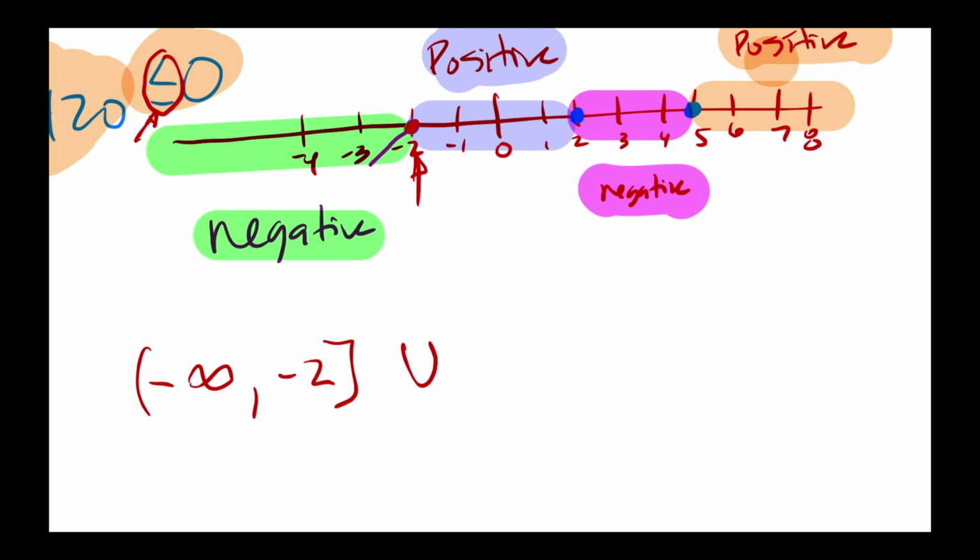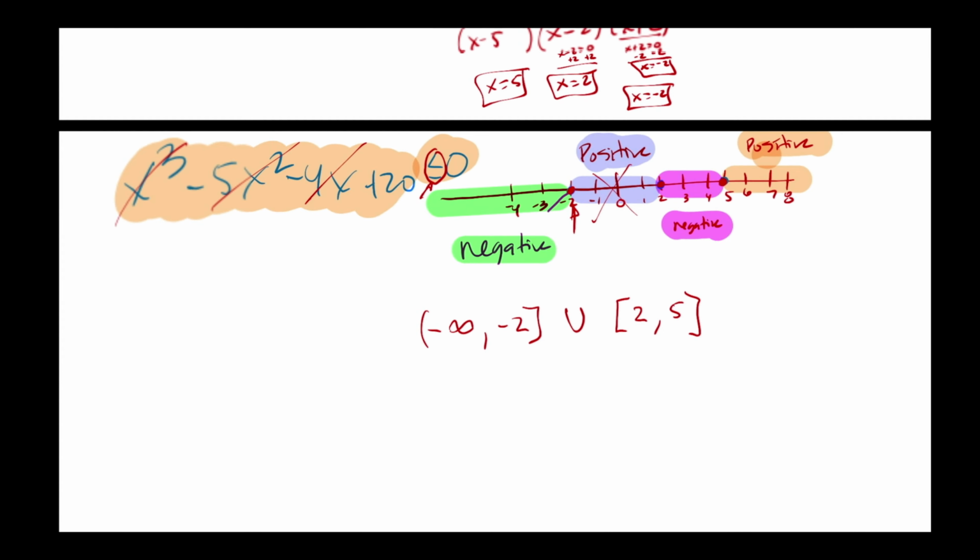Then I put the union sign because I have another piece. It's not here, but it is in the pink part. It goes from 2 to 5. Does it include 2 and 5? Yes, it does, so I'm going to put a bracket. I'm going to say 2, comma, 5, another bracket, because 2 and 5 is when it equals 0. And so there you go.